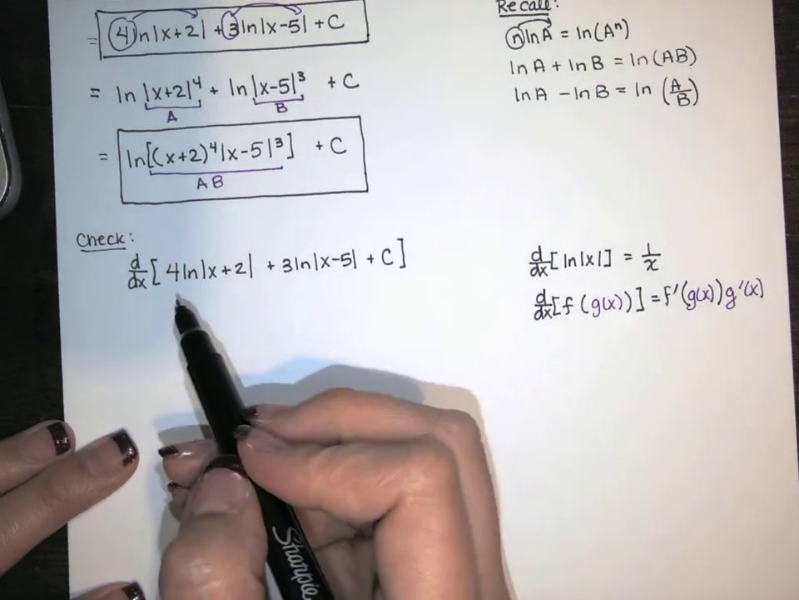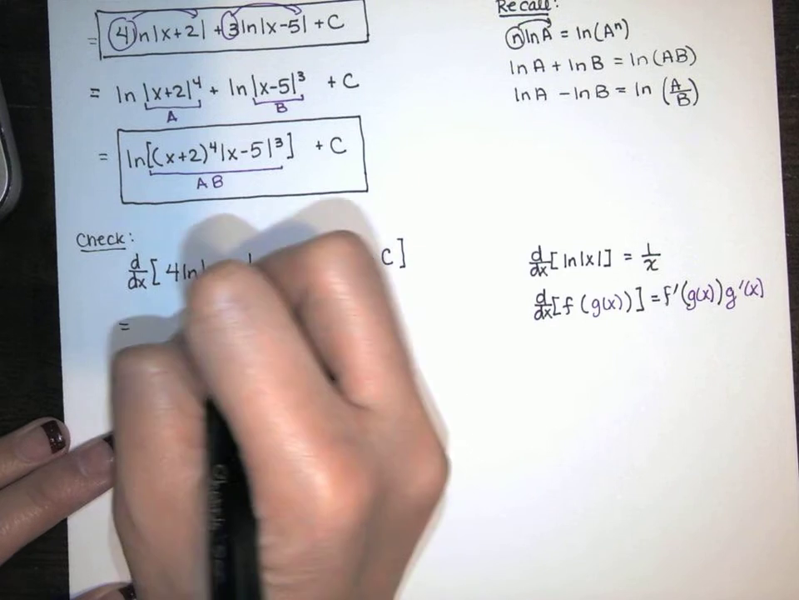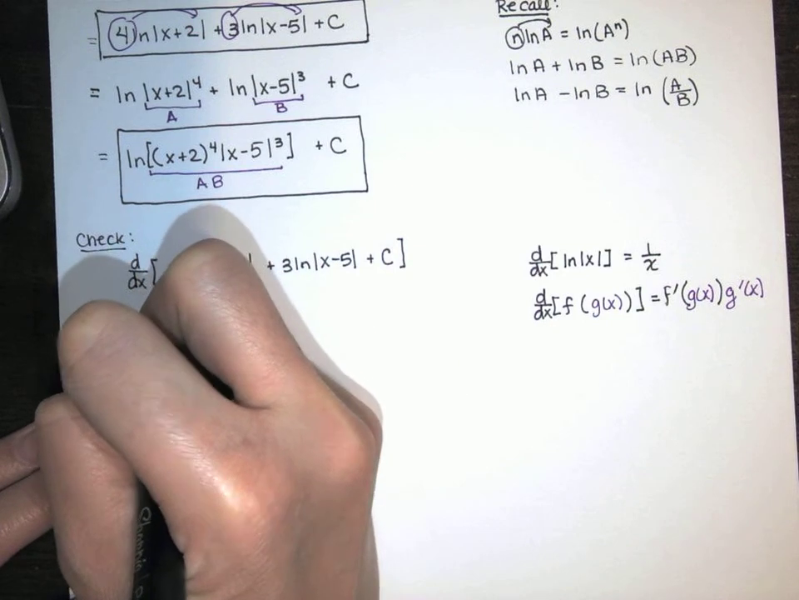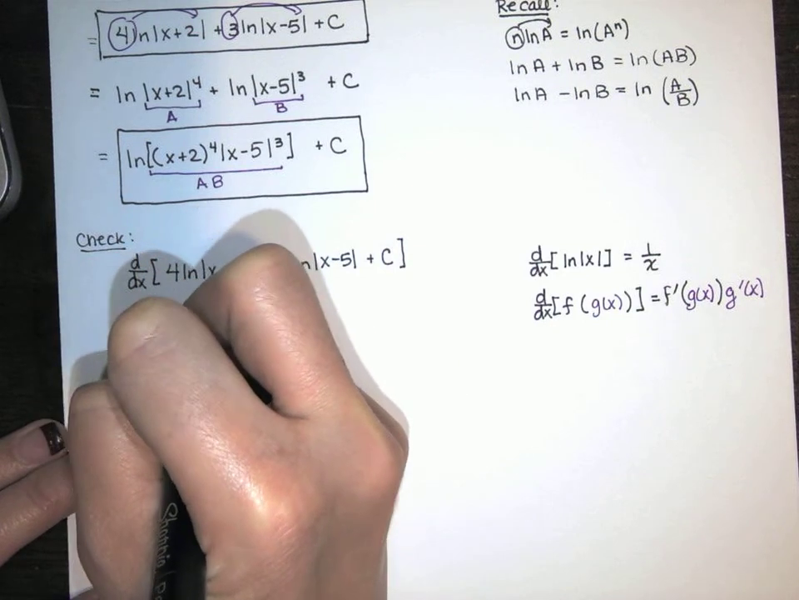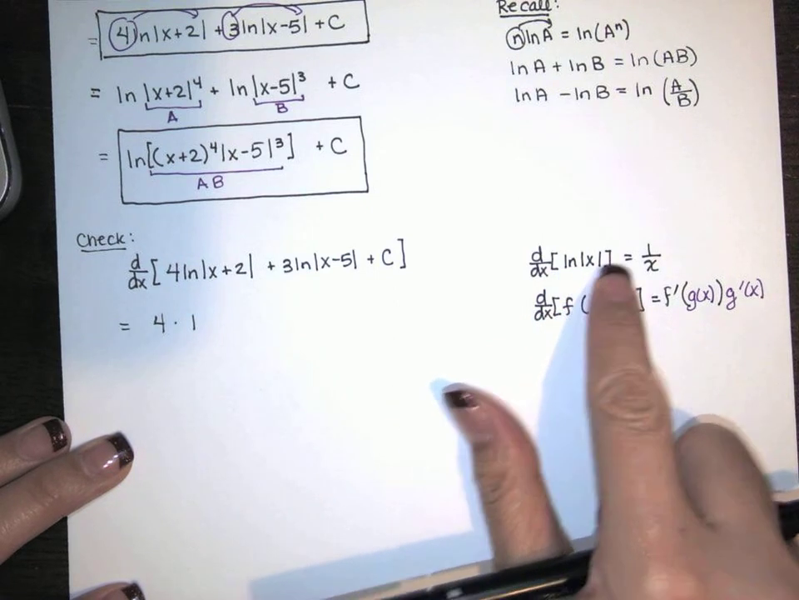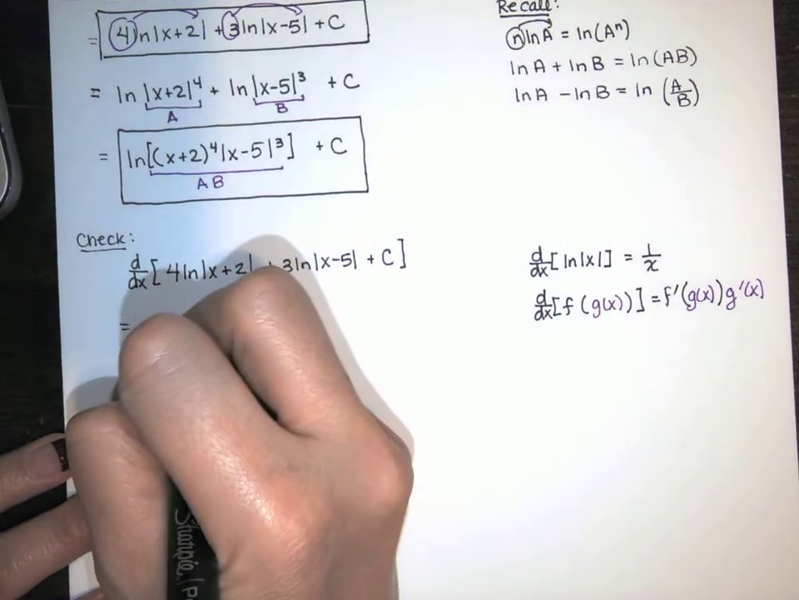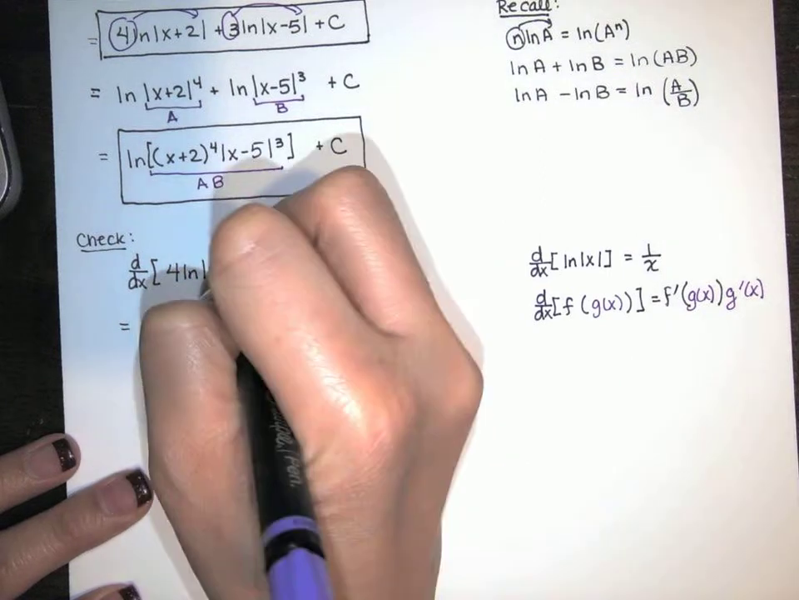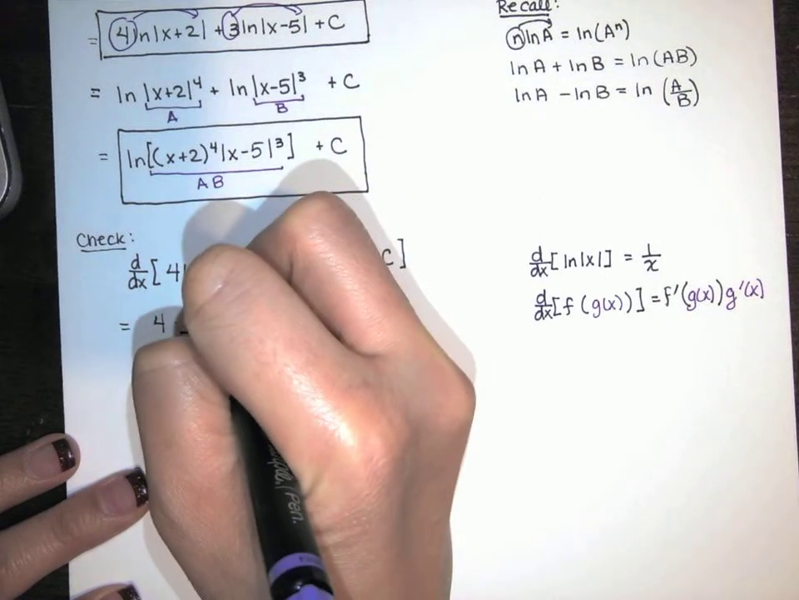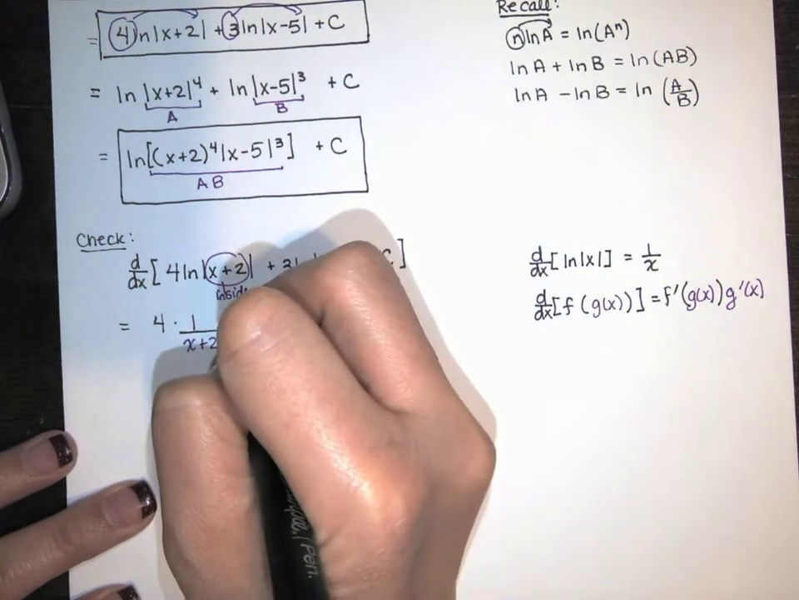Okay, so here I've got 4 times the log of a function. So it's 4, bring your constant down, and multiply by the derivative of the log. The derivative of log of a function is 1 over the function. My function is x plus 2, times the derivative of the inside by the chain rule.